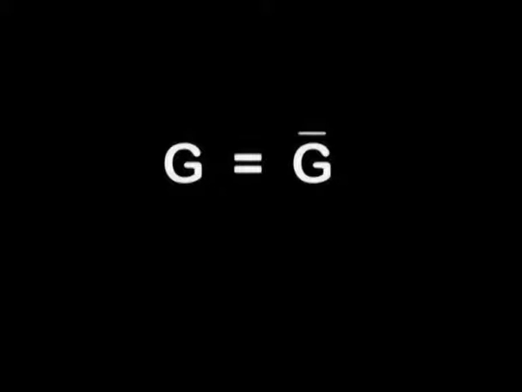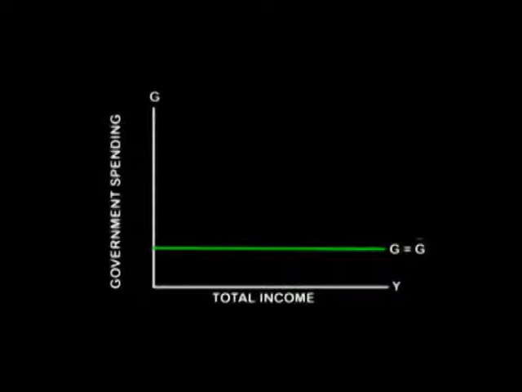So, looking at government spending graphically, the curve looks like this: a horizontal line indicating that the level of spending is unaffected by the level of income. Exactly the same as the autonomous consumption function or the investment function, but naturally at a different level of spending as measured on the aggregate spending axis.